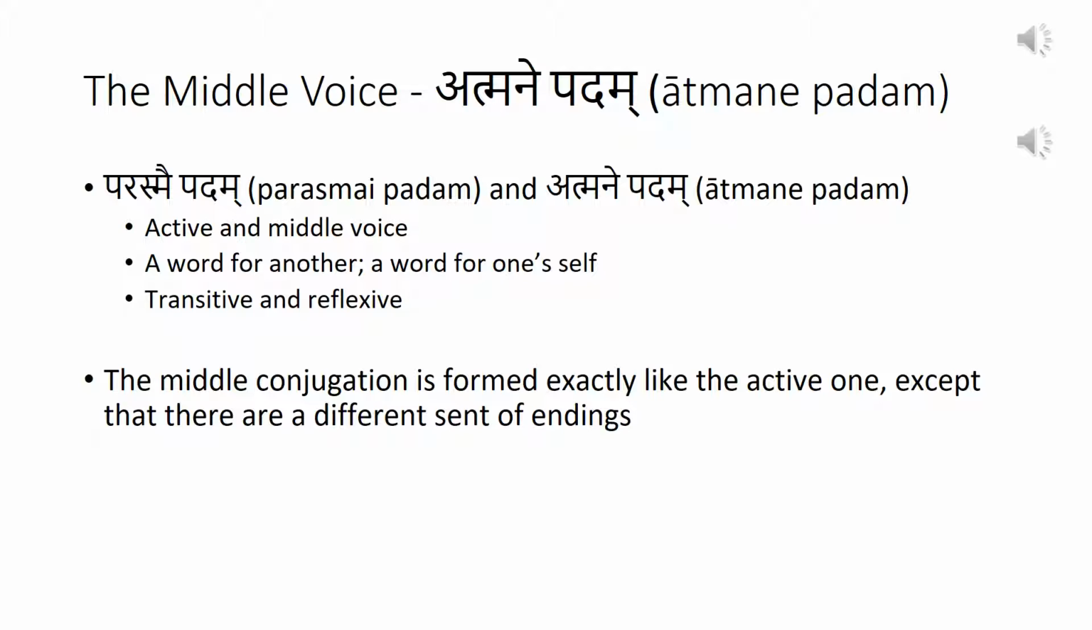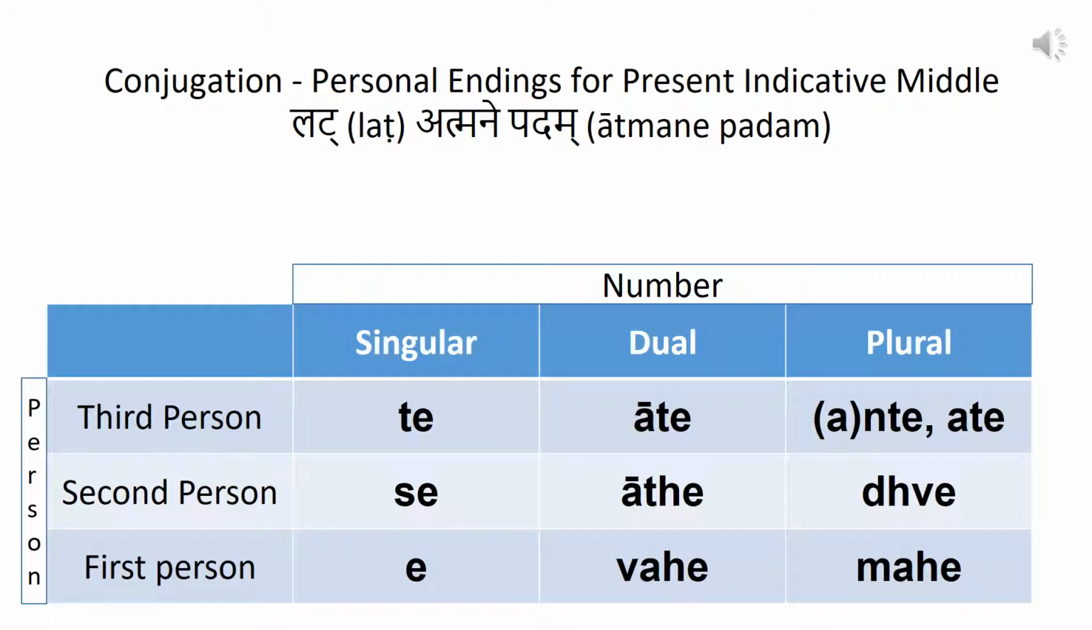But in actual usage, this distinction is blurred and the two are used almost interchangeably. We learned that some verbs take only one or the other of the voices, while others take both. In fact, most take both. The middle conjugation is formed exactly like the active one, except that there are a different set of endings. The middle endings for the present indicative are given here.